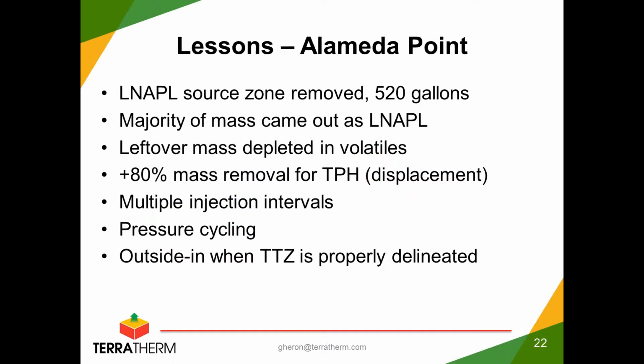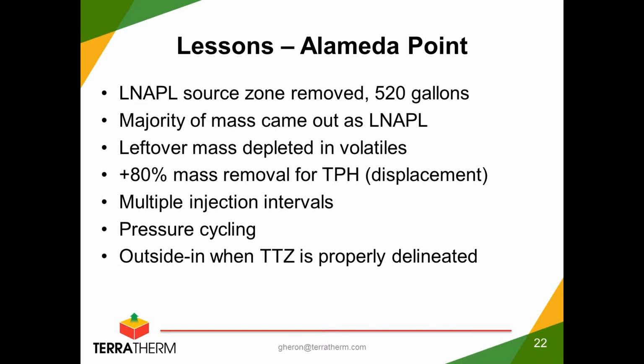So these are the lessons. Most of the mass came out as LNAPL when we talked about the oil. The TCE, though, came out mostly in the vapor phase. So you could see the difference in behavior there. More than 90% of the TCE came out in the vapor and was captured on charcoal, whereas the LNAPL came out as a liquid.